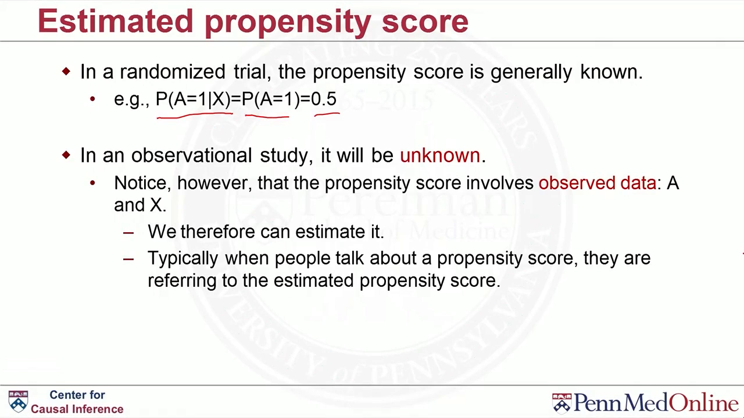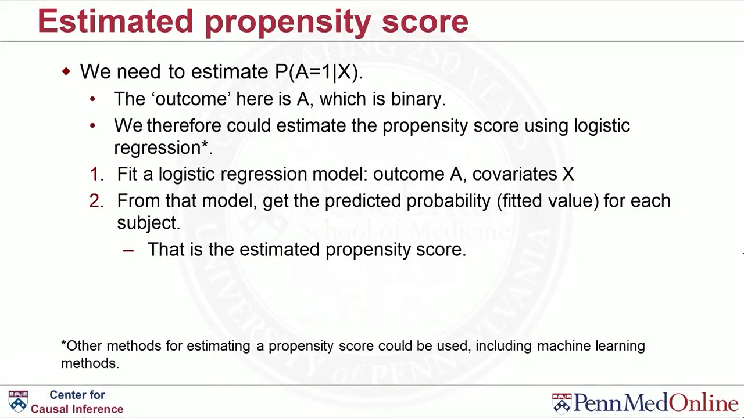However, it's important to note that the propensity score just involves observed data. The propensity score, the probability of treatment given covariates, only involves observed data. It just involves A and X, both of which we observe together on all of our subjects. What that means is that we should be able to estimate it. So we observe which subjects are treated and which are not. We observe the values of X for each of those subjects. So we should be able to estimate the relationship between those. Most of the time when people actually talk about a propensity score, they're really referring to an estimated propensity score. So how do we actually go about estimating a propensity score?